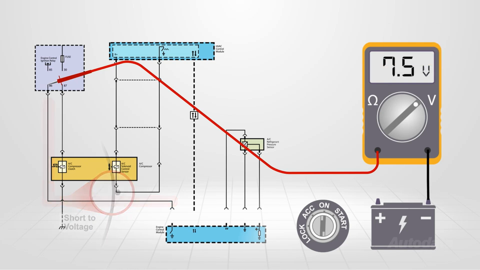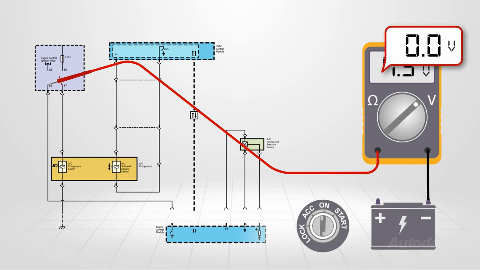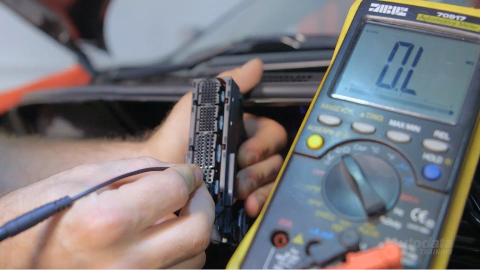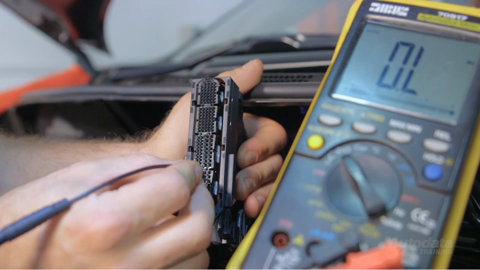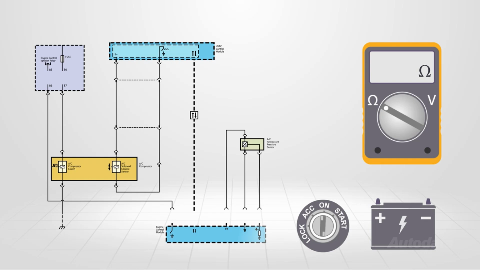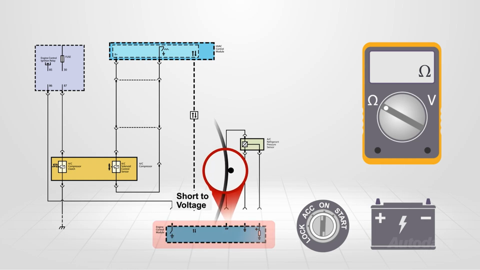If when you disconnect the ECM, the meter voltage dropped to 0, then the short is in the ECM or a circuit from the ECM. To determine where the short is, perform a continuity test between the control terminal and all other terminals in the ECM connector. If continuity is not seen, the short is in the ECM.